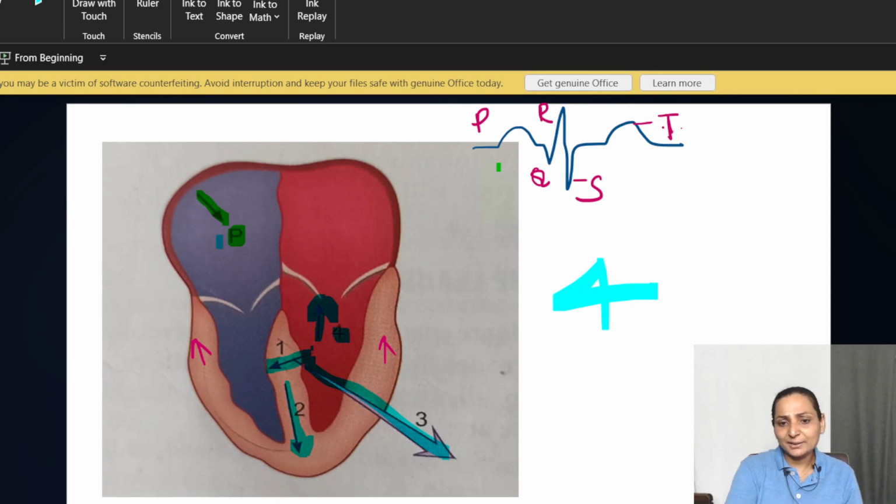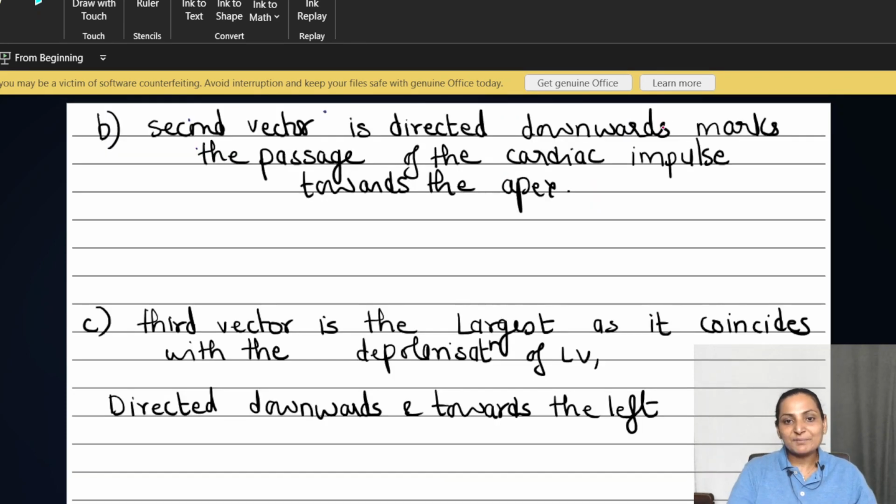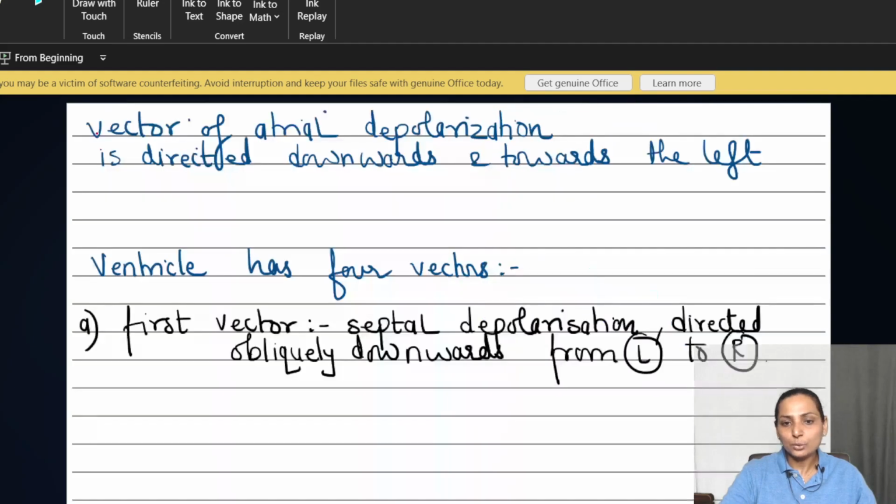So this is very, very interesting that whatever vectors are created, the electrical activity itself is telling us what is the cause of the ECG waves. So you need not mug it up once you've understood it. I've given you the notes also, you can go through them.